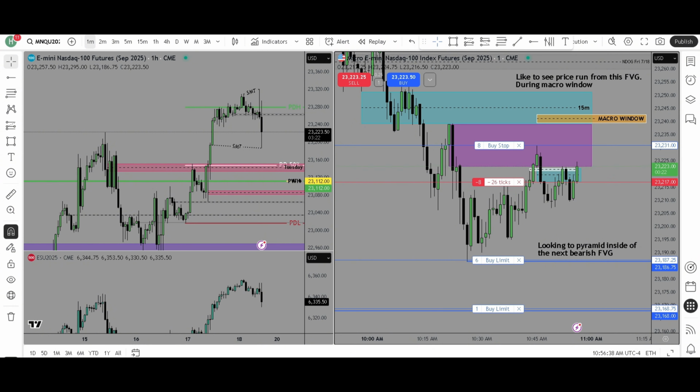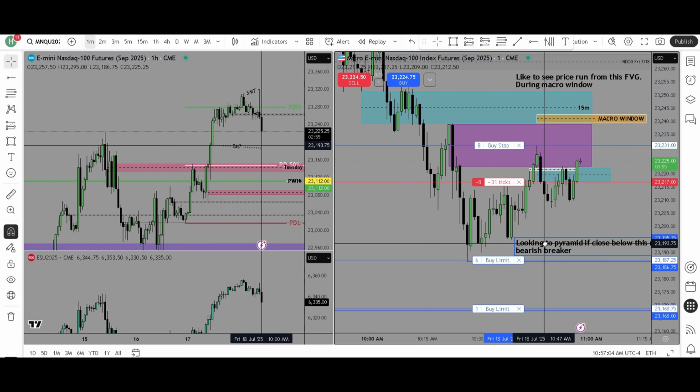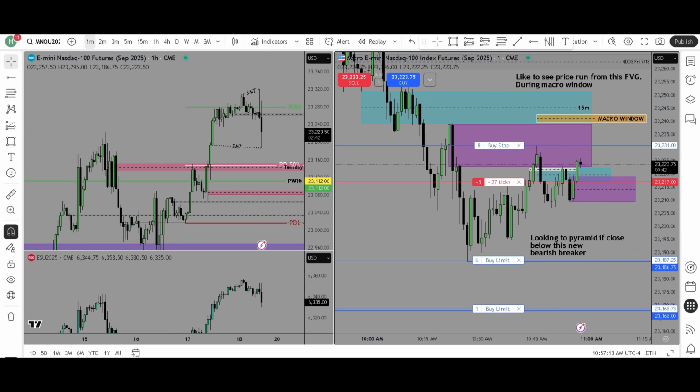Actually, right there, I was looking at that. Now we have a bearish breaker formation setting up if we can close below this down close candle. And that's where I'll look to pyramid, which means adding to my position and reducing the risk, keeping it about the same risk, and just multiplying my profits. I have a video about how to do this and keep your risk the same while increasing your profits on my channel.